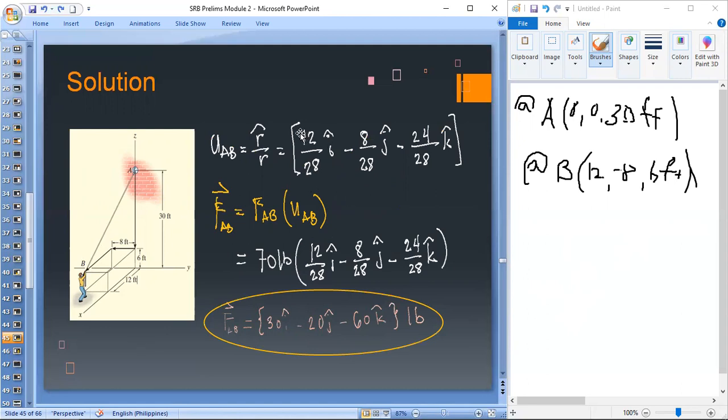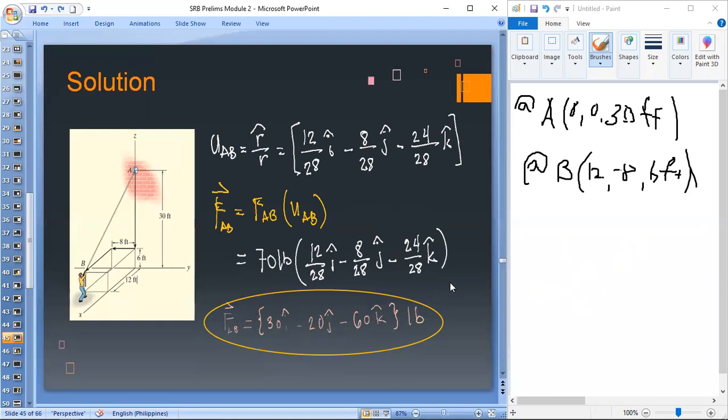Okay, so nakuha na natin yon, input natin siya, times natin siya sa force mo, which is your force magnitude FAB. Okay, so simply, di ba? So 70 pounds times your unit vector, yung nakuha natin dun sa length ng coordinates mo. And then input, so 70 times 18 over 28 i minus 18 over 28 j minus 24 over 28 k.